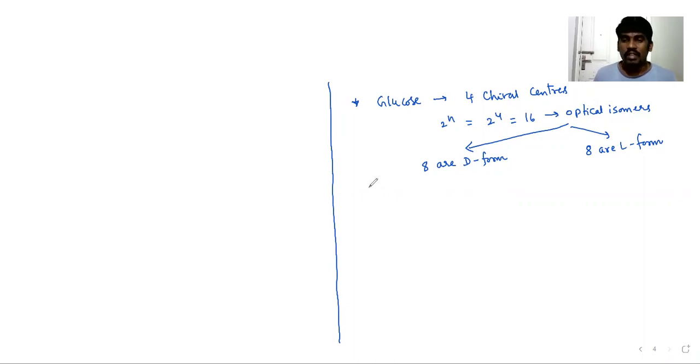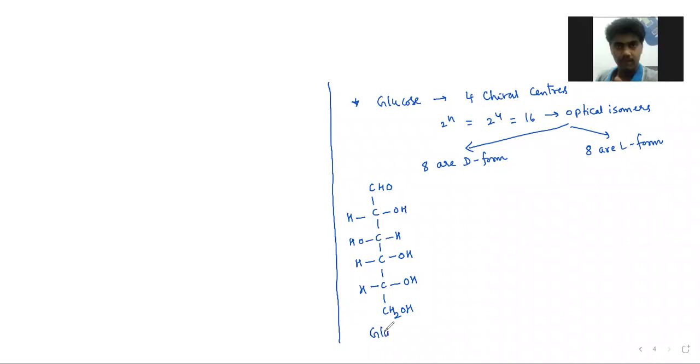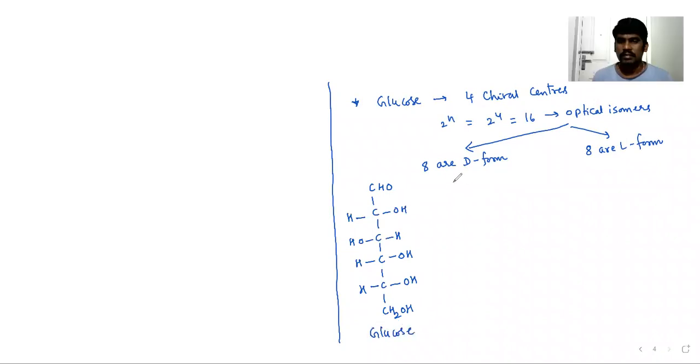But suppose if you observe that, one by one, you tell me that structure CHO. What is this structure called as? Glucose, sir. Very good. Glucose. Fine. What is the difference you have observed? You tell me that.